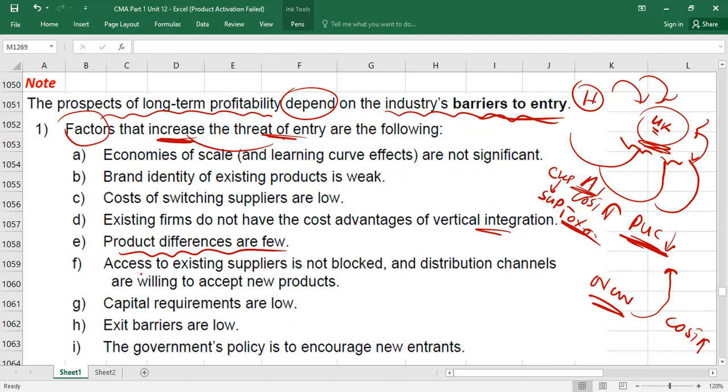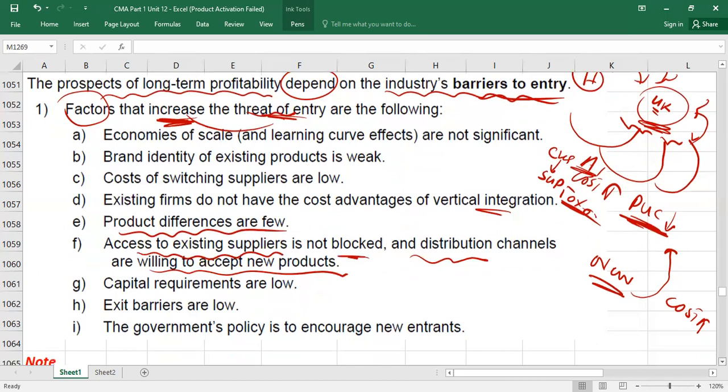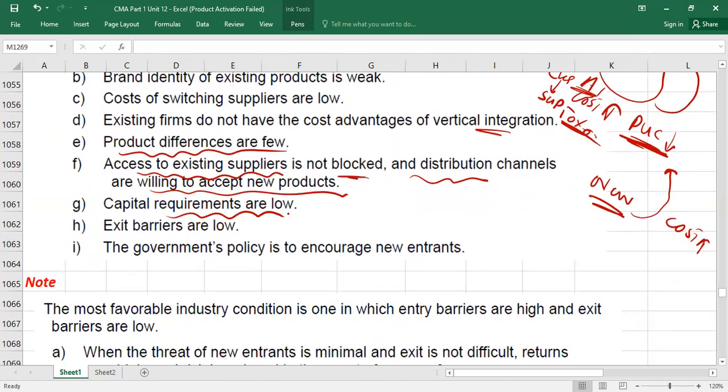Then next is: access to existing suppliers is not blocked and distribution channels are willing to accept new products. For example, Toyota company is in the UAE, and they are using Alphatheme as a distributor. Alphatheme is also willing to work for Honda, and even willing to work for a new entrant. In that scenario, the threat of new entry will increase because the new entrant has access to the distribution channels. Then when capital requirements are low, meaning with small capital you can start a business, again it will increase the threat of new entry.